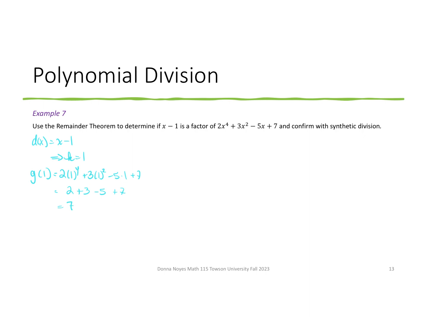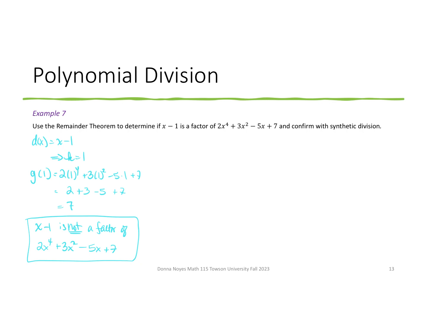And since we have a remainder that is not 0, x minus 1 is not a factor of 2x to the fourth plus 3x squared minus 5x plus 7. So we can say that for sure. It is not a factor. But let's see what happens when we do our synthetic division.